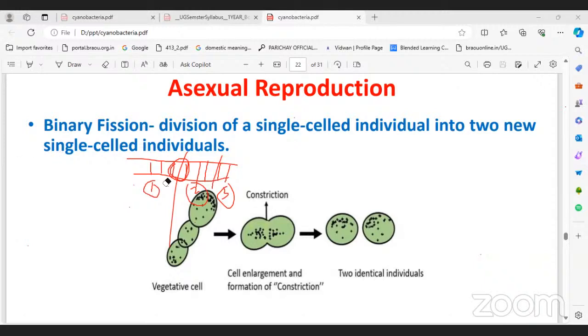And another one is endospore formation. Next is asexual reproduction by spore formation. I already told you in the general characters of algae, the spores are developed inside sporangia. Let's take the next one.